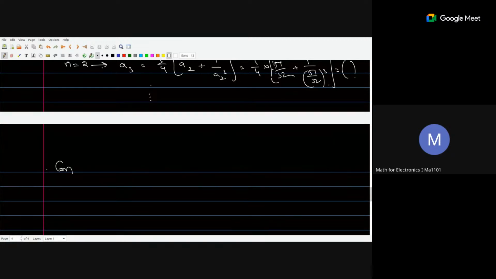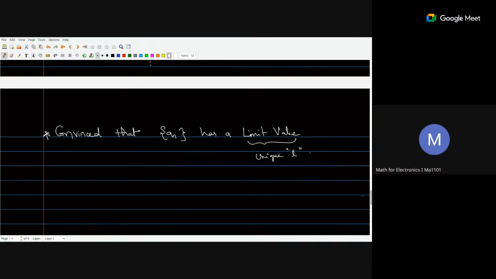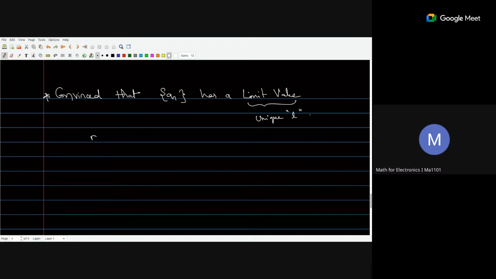So this is the first thing. After observing the sequence, if you are convinced that the sequence a_n has a limit value, which means the sequence is approaching a unique L, okay, then what you do is, when n tends to infinity, limit n tends to infinity of a_n will be equal to limit n tends to infinity of a_{n+1}. Both of them will be equal to L when n tends to infinity.